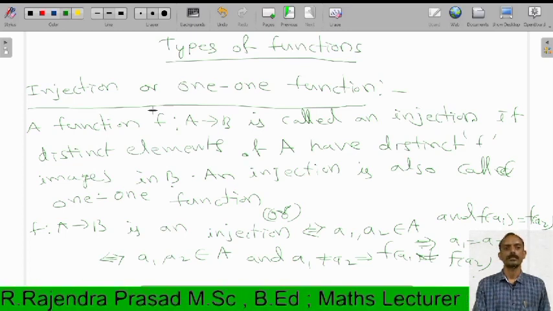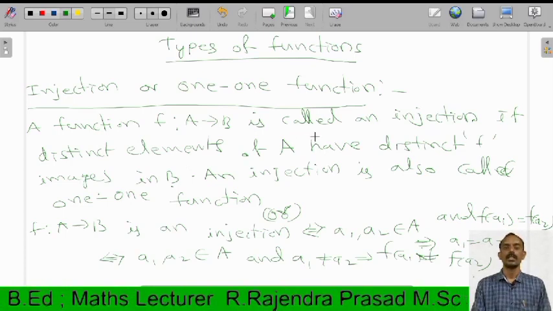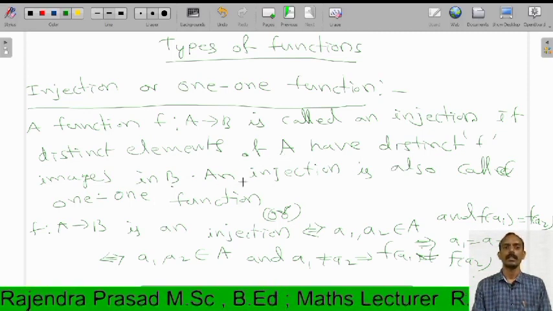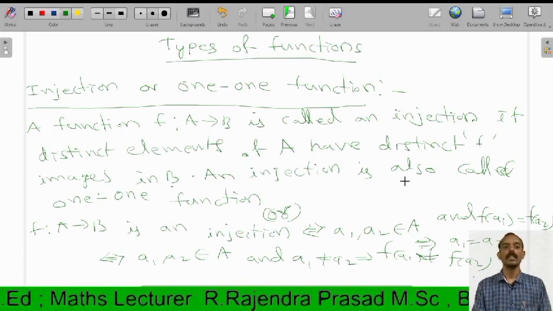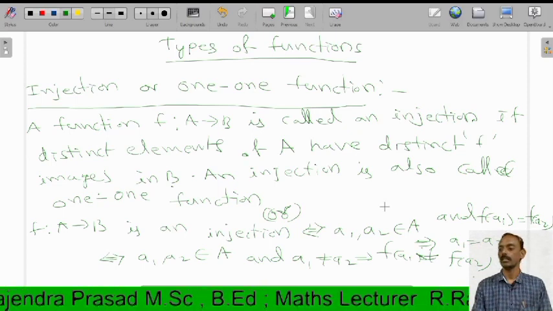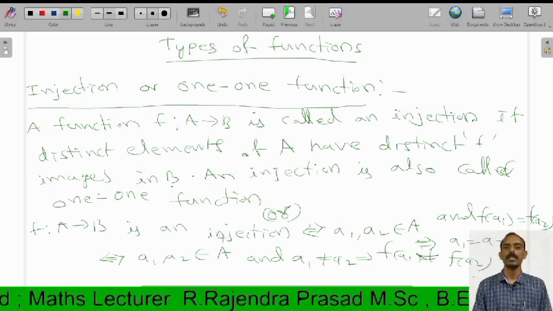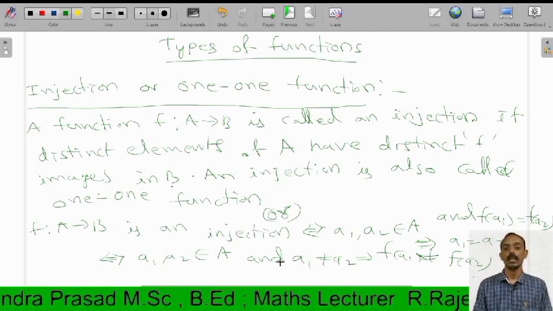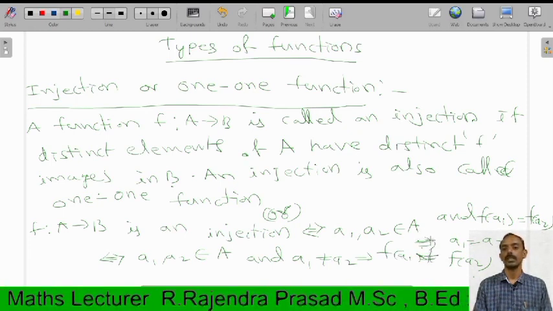Injection or one-one function. A function f: A to B is called an injection. For a function to be an injection, what is the condition? Distinct elements of A have distinct f images in B. Different elements in A must have different images. If so, it is an injection or one-one function. This is the mathematical relation: f: A to B is an injection if a1, a2 belongs to A and a1 is not equal to a2 implies f of a1 is not equal to f of a2. Okay.